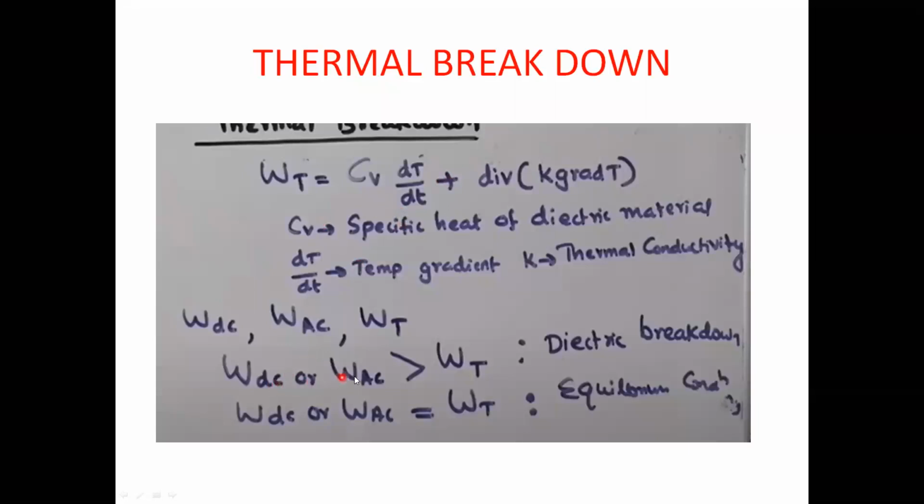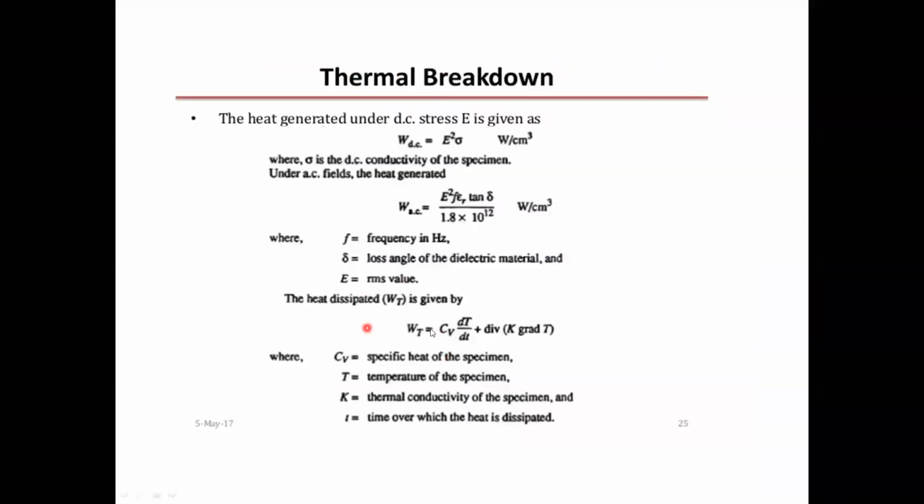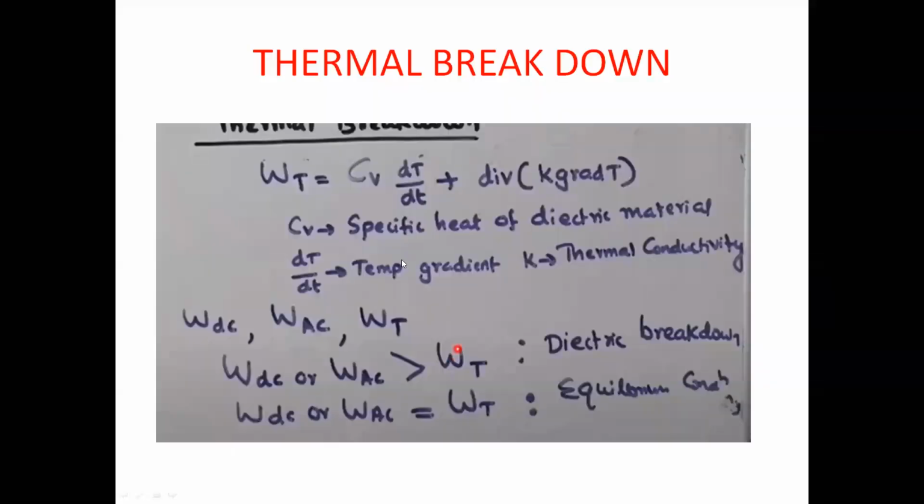So try to concentrate here. W_DC or W_AC is called heat generation, and W_T is called heat lost. Heat dissipated is nothing but heat lost. So if generation is greater than heat lost, that means dielectric breakdown takes place. Heat generation, W_DC or W_AC, is greater than W_T. That is, generation is more than the heat dissipation, and dielectric breakdown takes place.